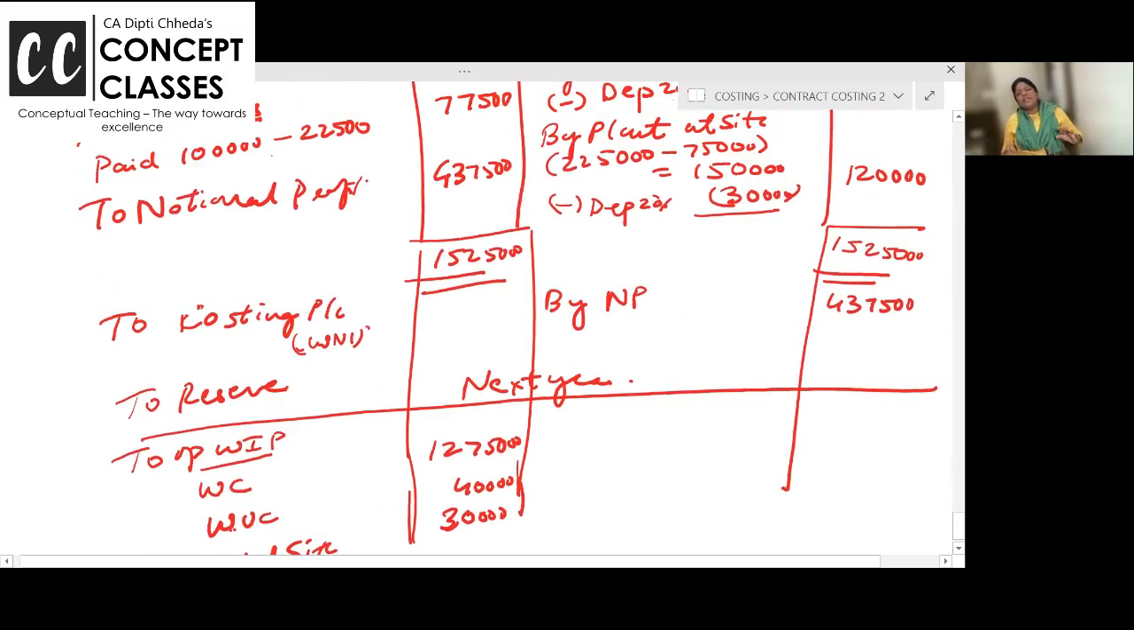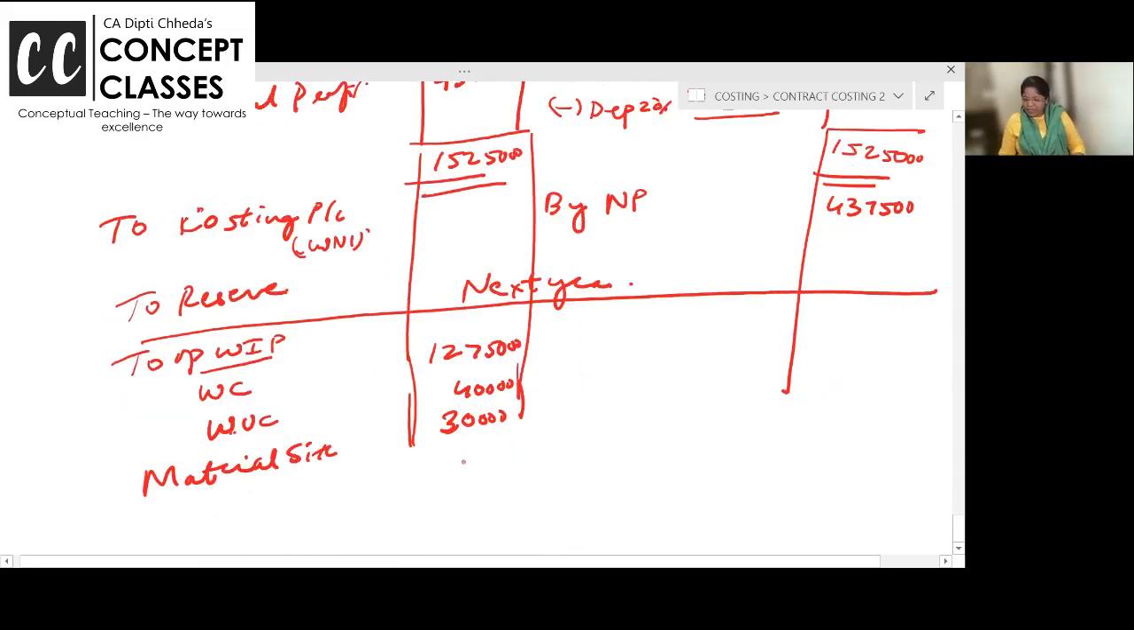Your problem is over at notional profit. But if they ask you to divide, how? We have not worked out. And next year, this will come on the debit side and reserve will come on the credit side.